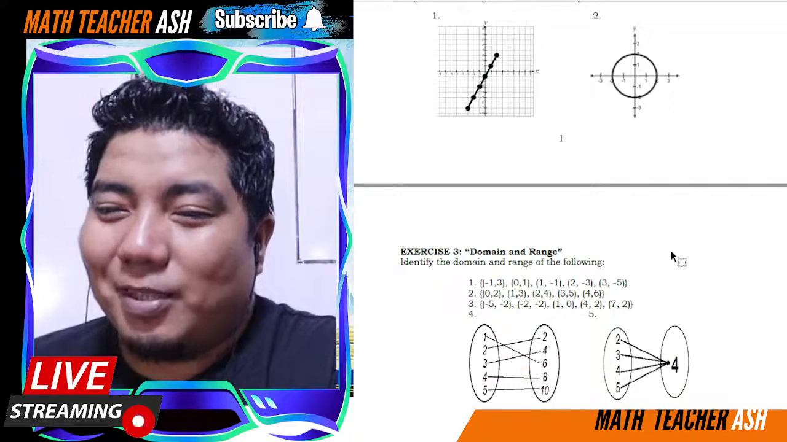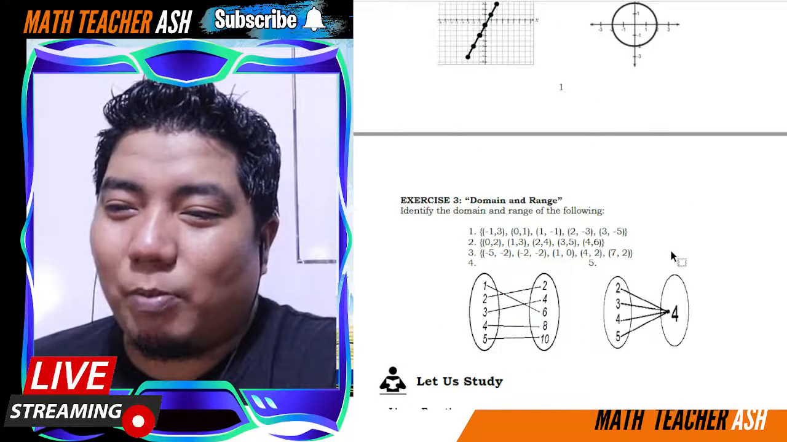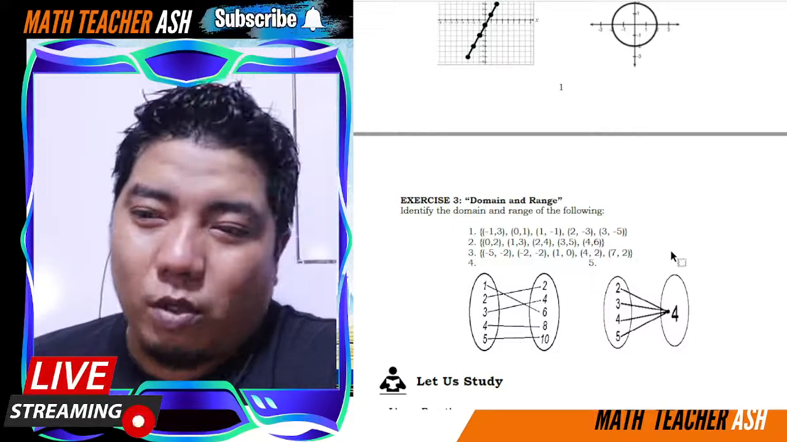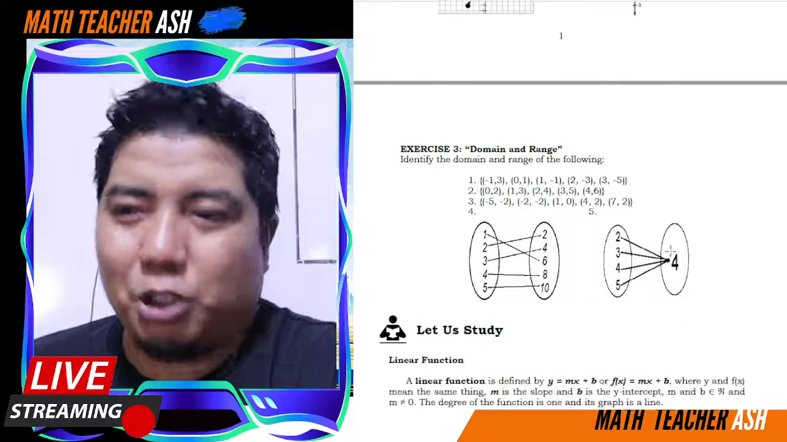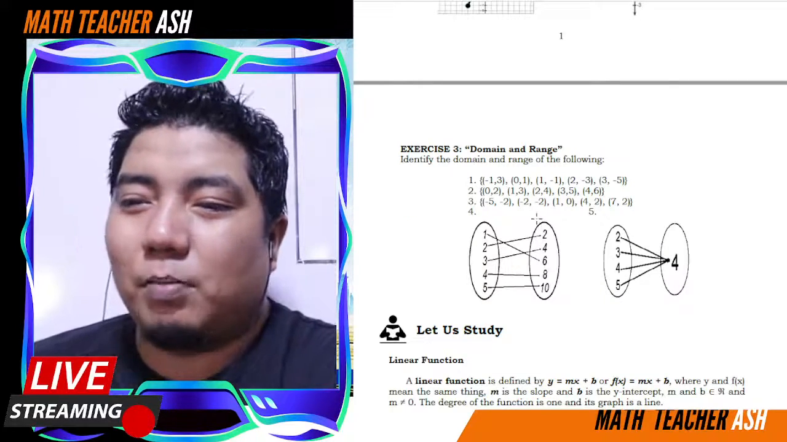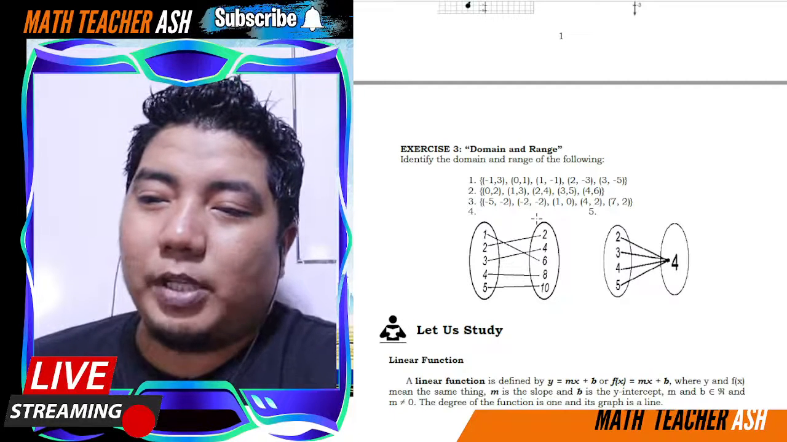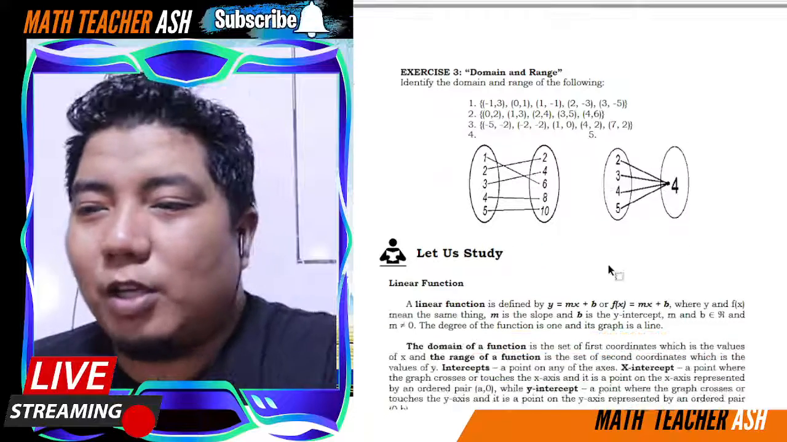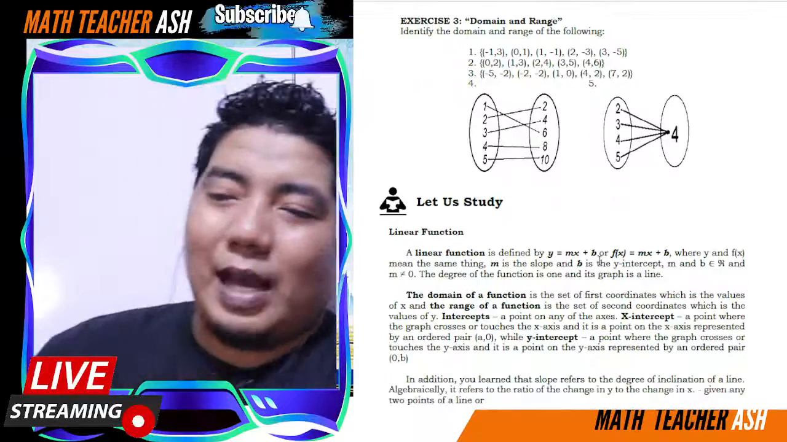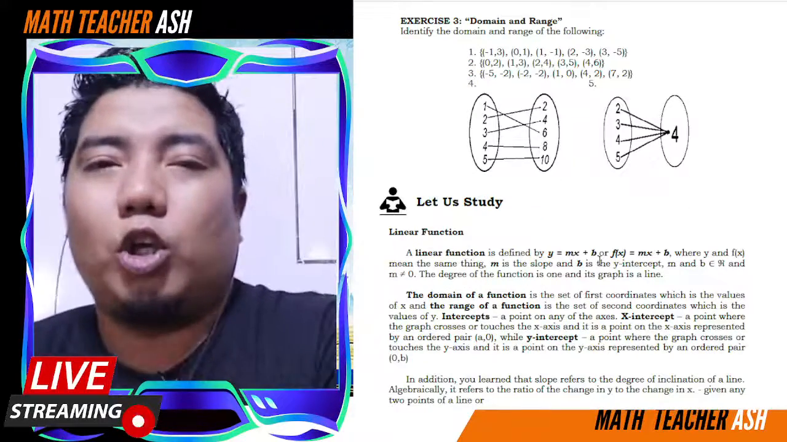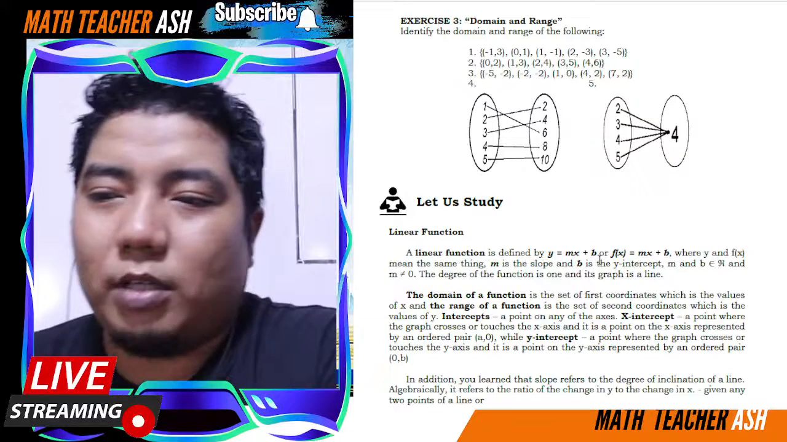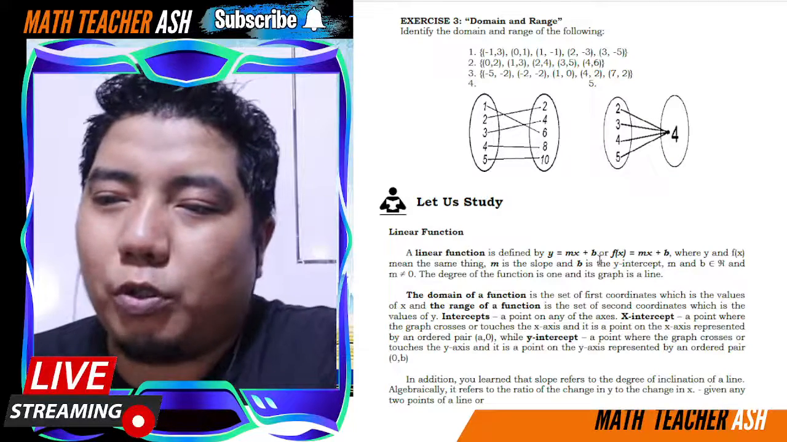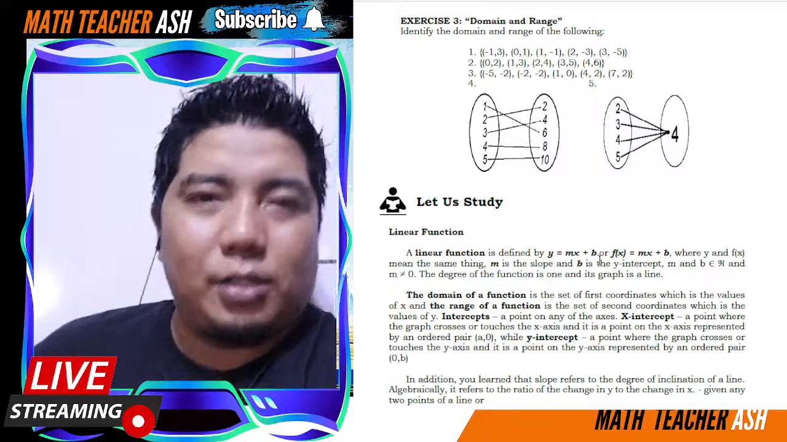Exercise 3 is the domain and the range. Identify who are the domain and who are the range in these given. Number 1 is a set of ordered pairs. Number 2 is also a set of ordered pairs. Number 3 is a diagram. After the pretest, you will now start to learn about the topic in this module, that is in the let us study part.